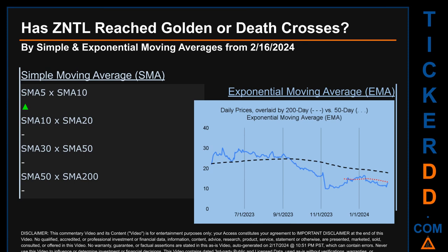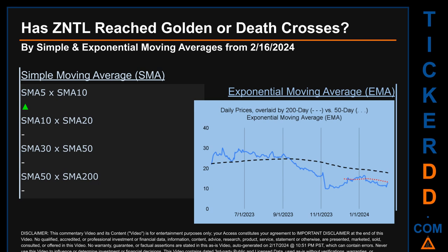Has ZNTL price reached golden or death crosses? Golden cross and death cross are basic signals that compare average prices across two specified trade day ranges, a short-term versus a long-term range. For example, 5-day versus 10 trade days. Essentially, a golden cross is a bullish signal. It appears when a ticker's short-term moving average crosses above its long-term average. Vice versa, a death cross is a bearish signal when the short-term crosses below its long-term moving average.